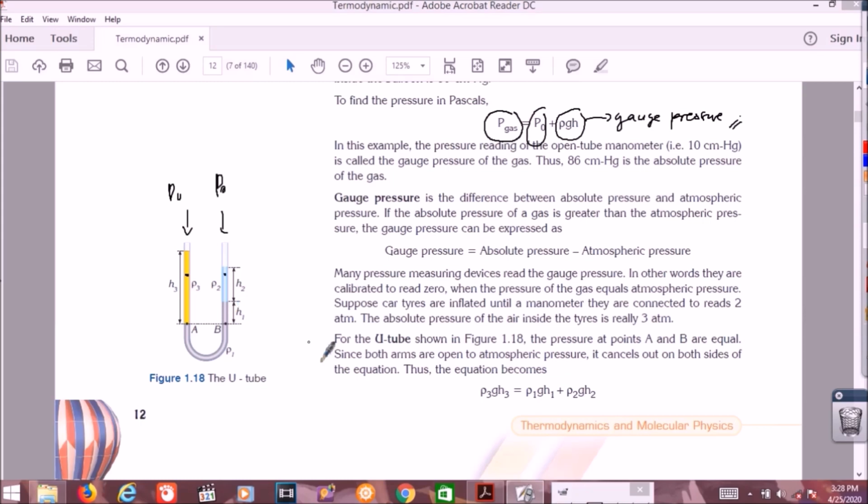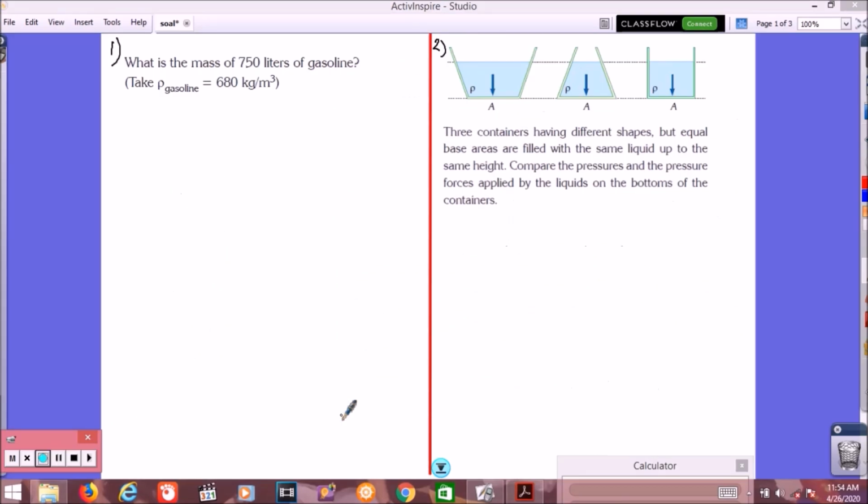Okay, above point A, rho 3 g h3; above point B, rho 1 g h1 plus rho 2 g h2. Okay, right now let's start to solve some problems regarding static fluids, especially density and fluid pressure.